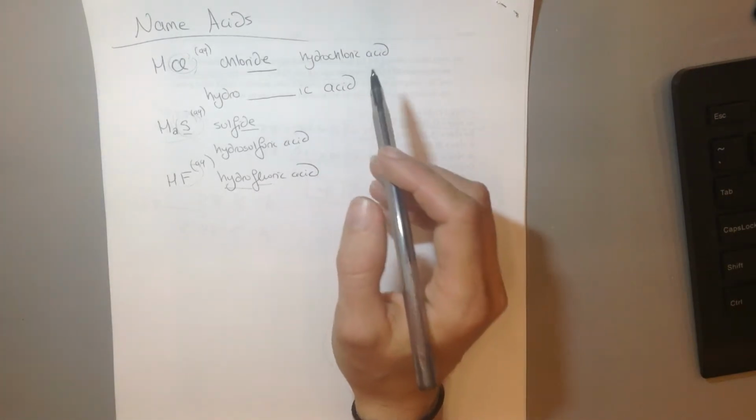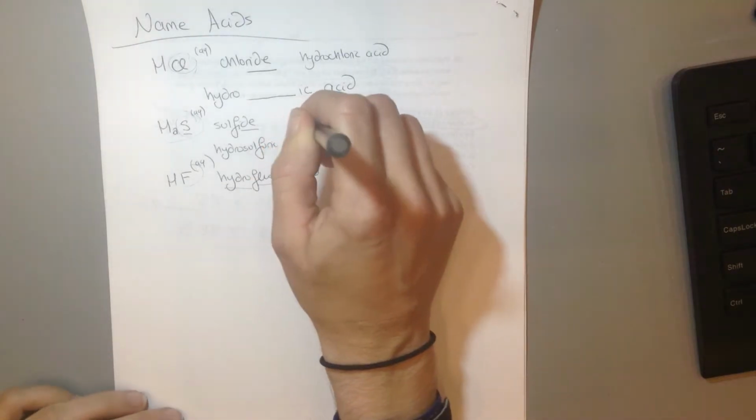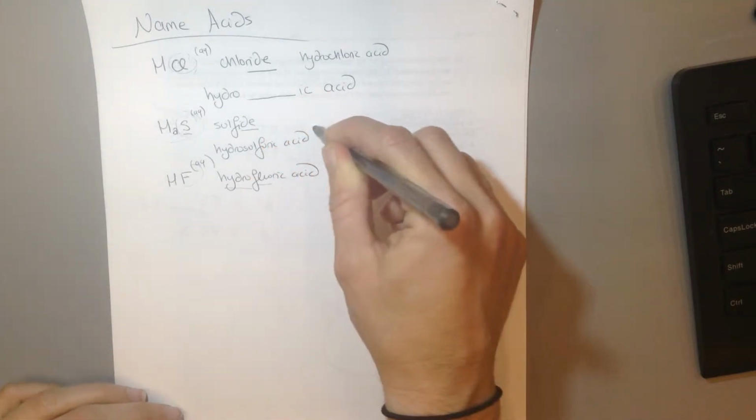Okay, so that's the first convention. Something ide becomes hydro blah blah blah ic acid. Are there any questions about this? Yes? This might be really stupid. No such thing. I might be overthinking it. Like, it's sulfide originally, but you add the rest when you change it to hydrosulfuric. When do you know to add the rest of the word?